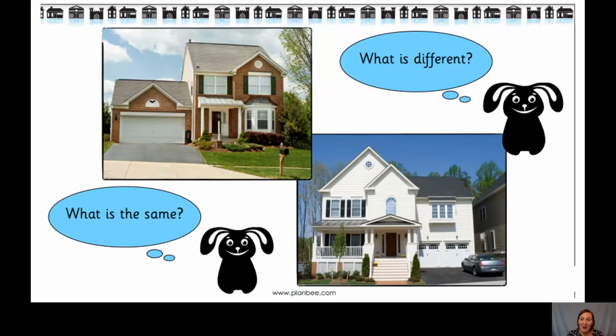Welcome back. What did you notice? Well, I've noticed the same. They both have a garage attached to it. So the top picture, the garage is next to it. And the bottom picture, the garage is underneath part of the house. But what I noticed that was different, the top picture, that house is made out of bricks, where the bottom picture is made out of wood.